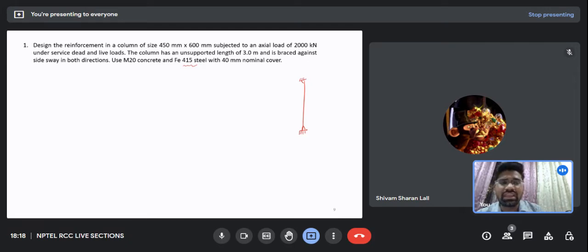Okay, so let's begin with the design. How will we start first? Firstly, you know the cross section. Then firstly you should see whether the column is short or not. So for that purpose, what will I do? I will calculate the slenderness ratio. So slenderness ratio is what? It is the ratio of effective length by least lateral dimension.